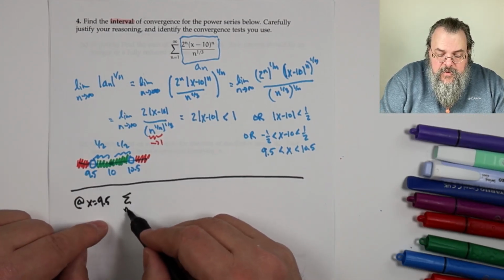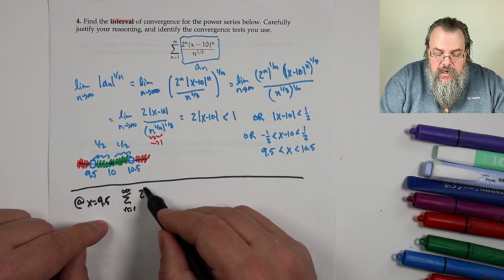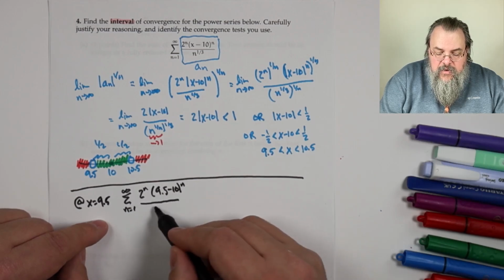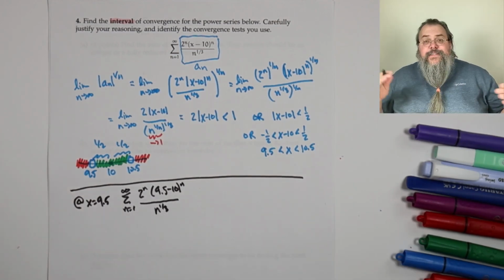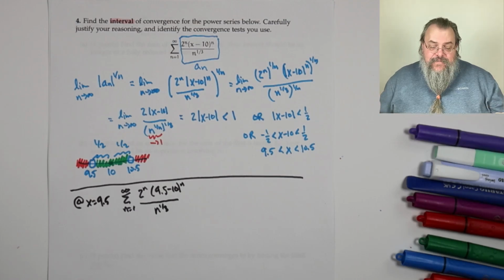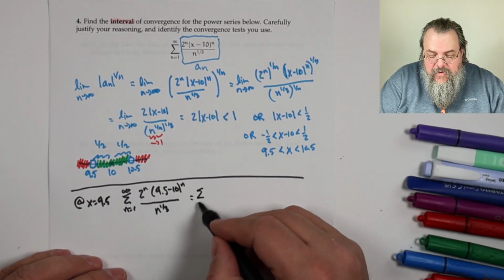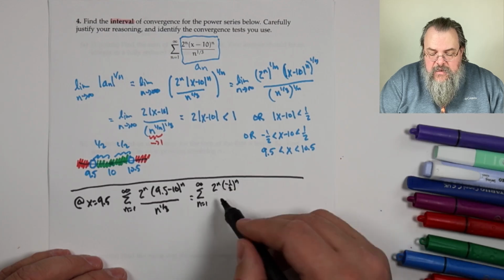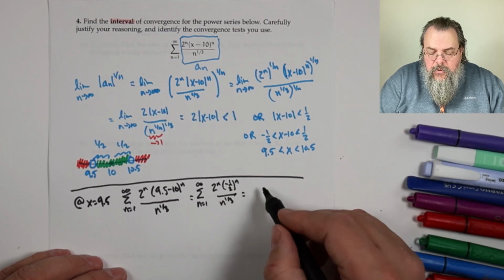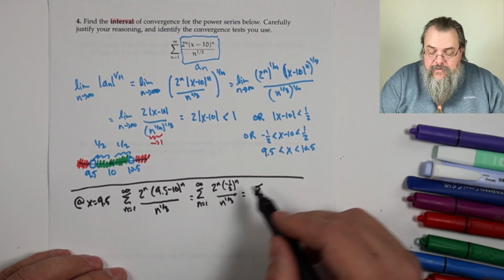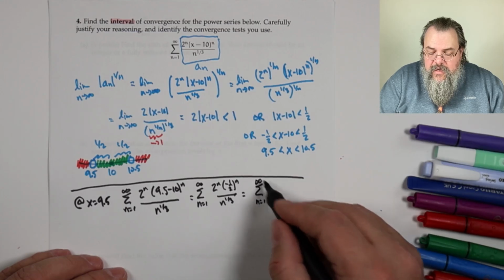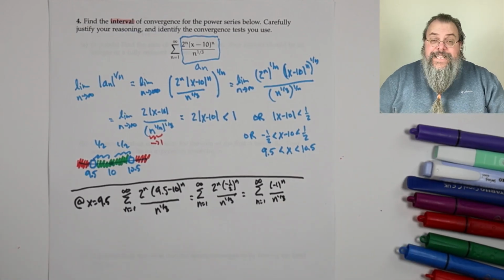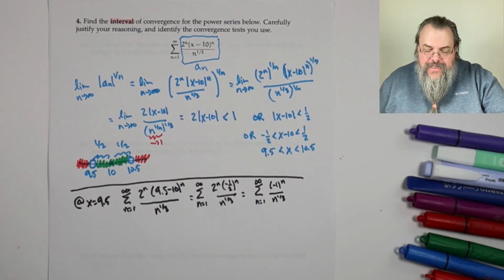So this becomes the sum, 1 to infinity, 2 to the n, 9.5 minus 10 to the n, over n to the 1/3. Now, 9.5 minus 10 is minus a half. So we can say, hey, that's the sum, 1 to infinity, 2 to the n, minus a half to the n, over n to the 1/3. Or, if we just multiply 2 times negative a half, that looks like minus 1 to the n over n to the 1/3. And we're like, yeah, we love a good minus sign.